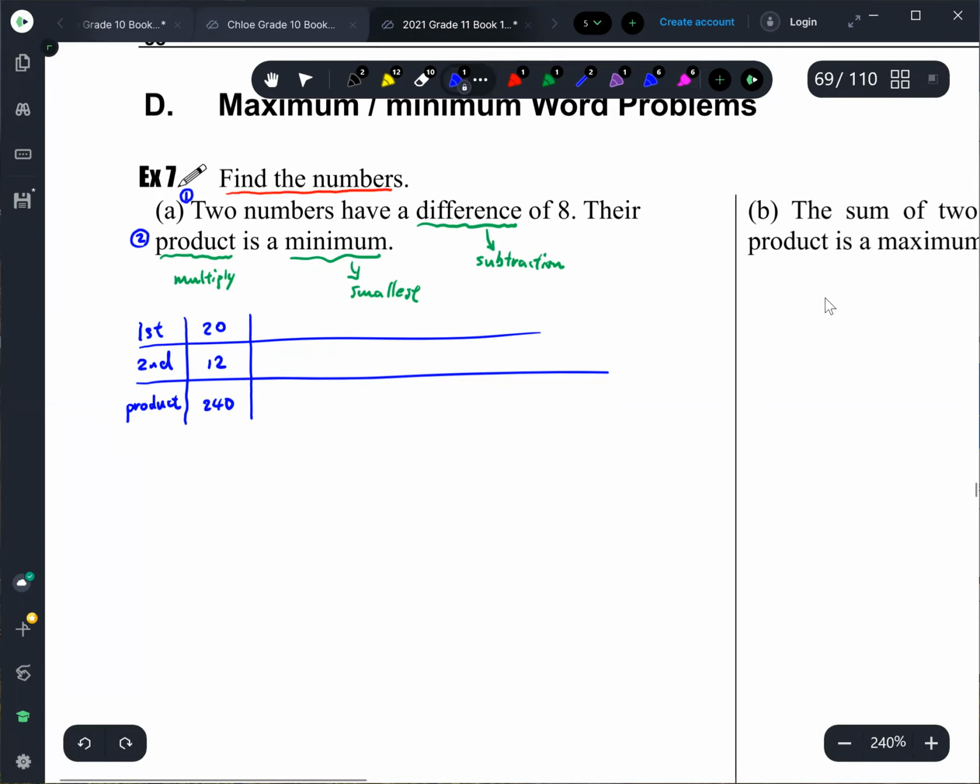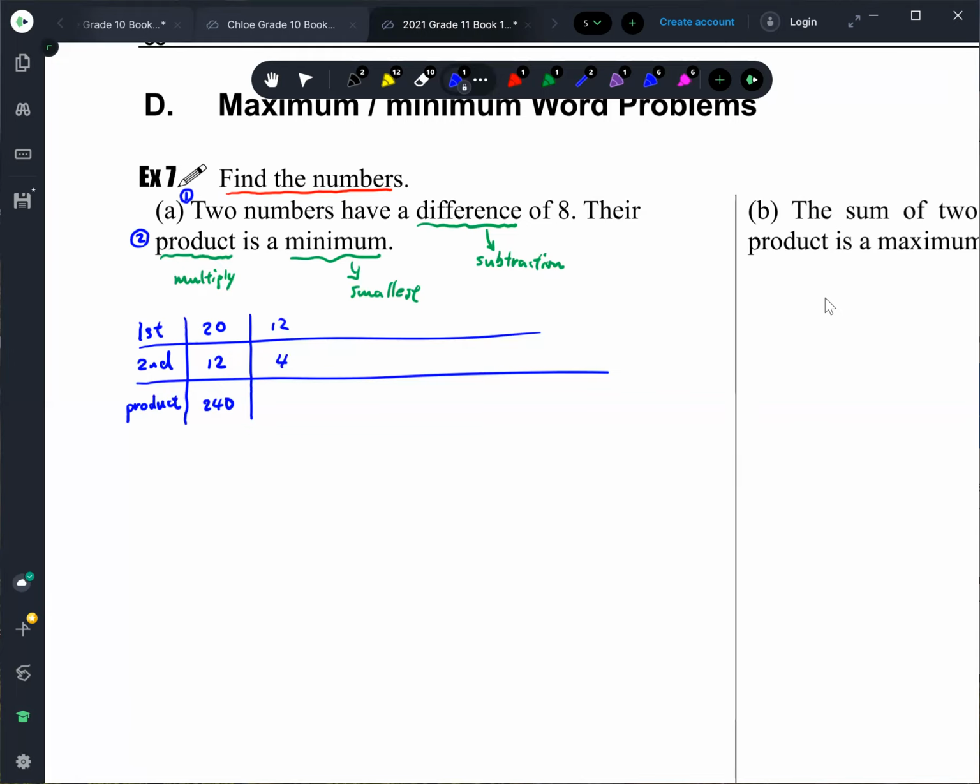12 and 4? Okay, do they have a difference of 8? Yeah. What's their product? 48. Oh, much smaller now. Good, thank you, Wilson. Anyone else beat this product? Make it even smaller. Any other pairs?